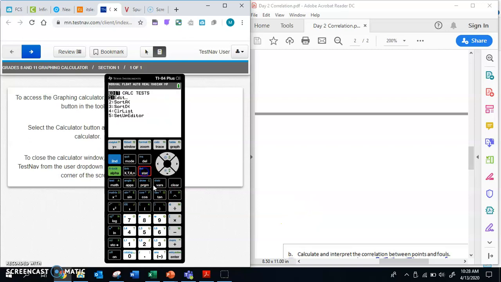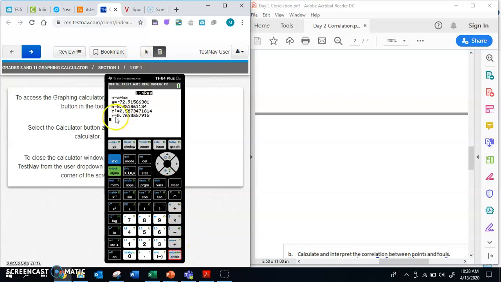So if I go back to my data, stat edit, I've got my list 1 and list 2. In order to calculate the correlation, what we're going to do is we're going to hit stat, go over to calc, and then we're going to go down to option 8. So option 8 says linear regression a plus bx. So option 8, hit enter. X list is going to be list 1, Y list is list 2, and then the other stuff you can just leave alone, and I'm going to hit calculate.